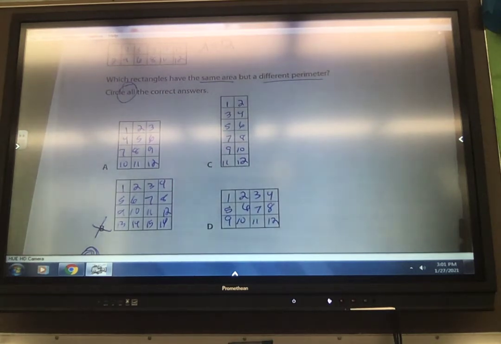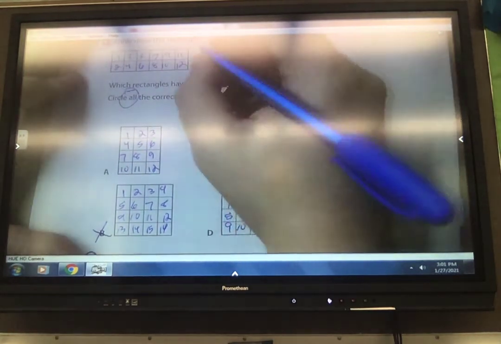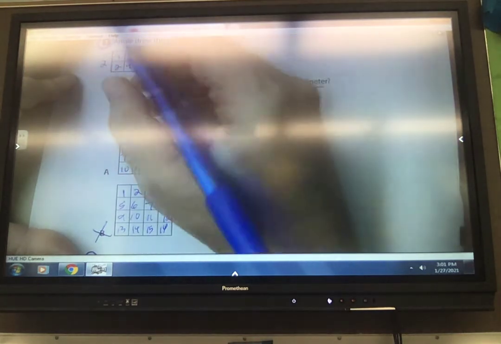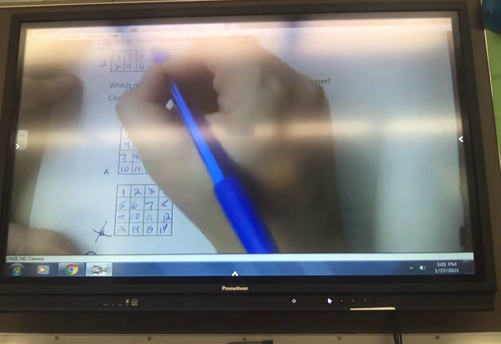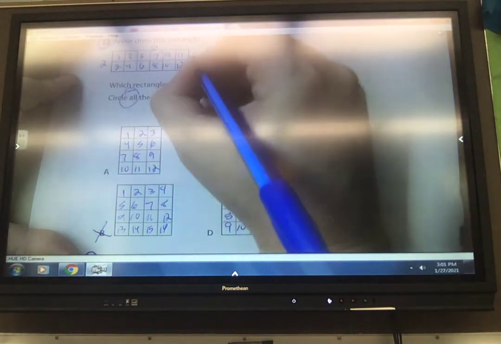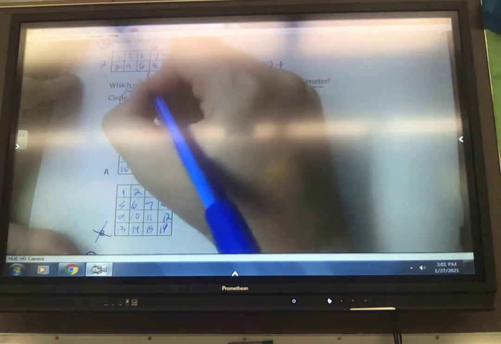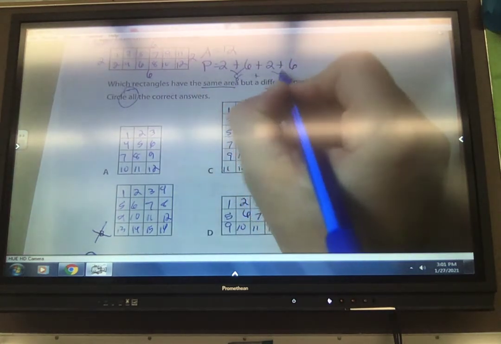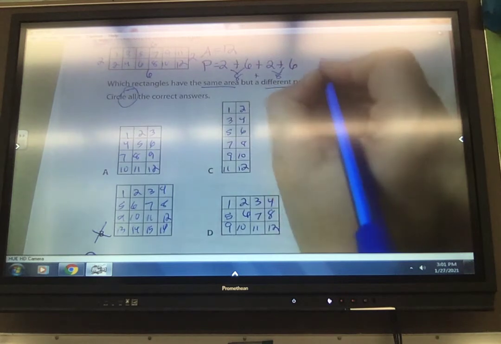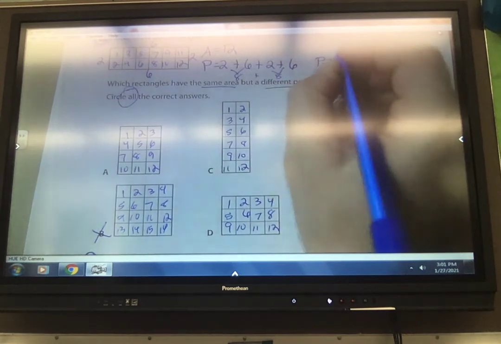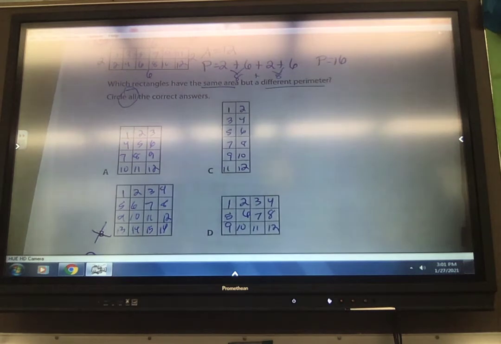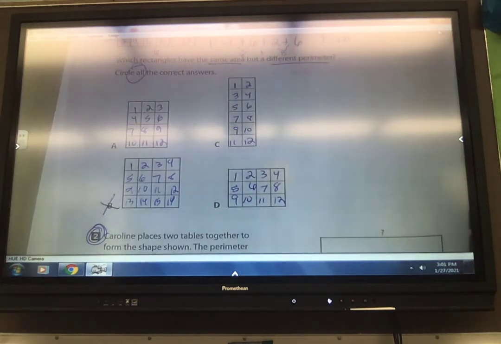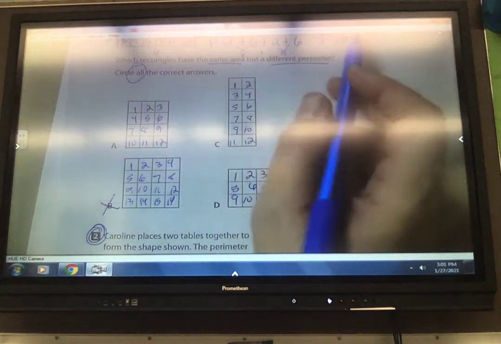Now we want a different perimeter. So let's go back up here and find my perimeter equals 2 plus 1, 2, 3, 4, 5, 6 plus 2 plus 6. Remember, perimeter we add all the way around. That's 8 plus 8, which is 16. So my perimeter is 16. I cannot have a perimeter of 16. My perimeter has to be different. So 16 has to be a different number.